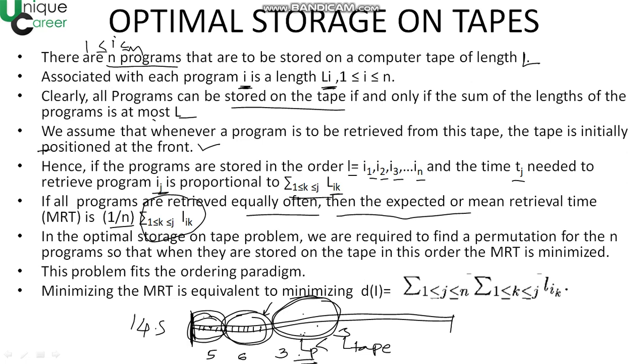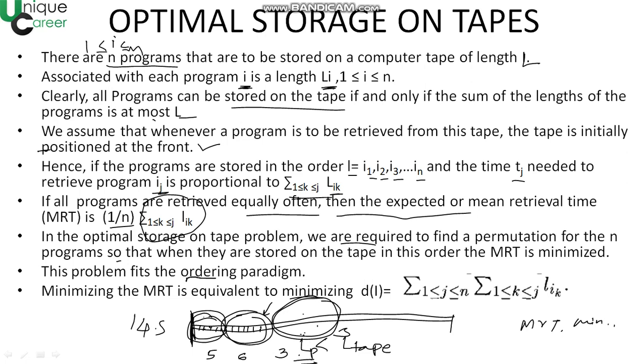Then in the optimal storage on tape problem, we are required to find a permutation for the n programs, so that when they are stored on a tape in this order, the MRT is minimized. What we want to do is store the files onto the tape in such a way that the mean retrieval time is minimum. I want to minimize the mean retrieval time.